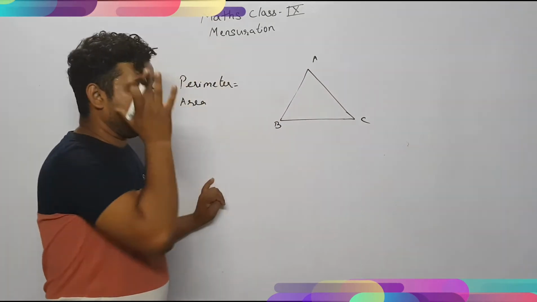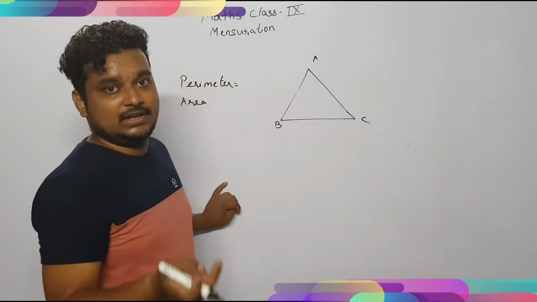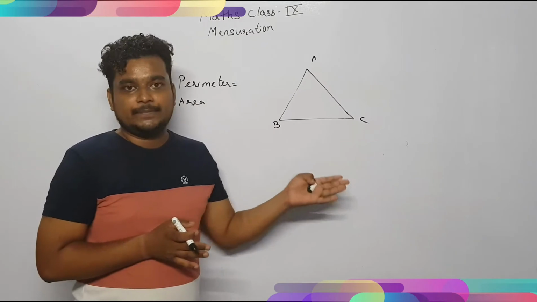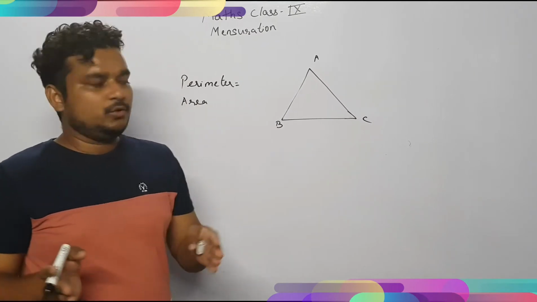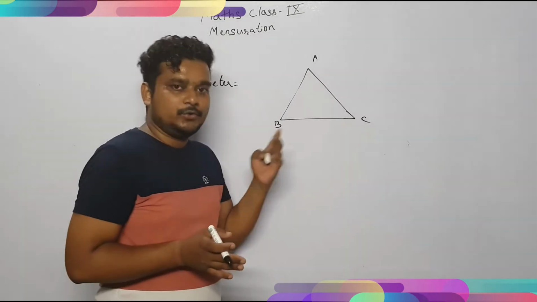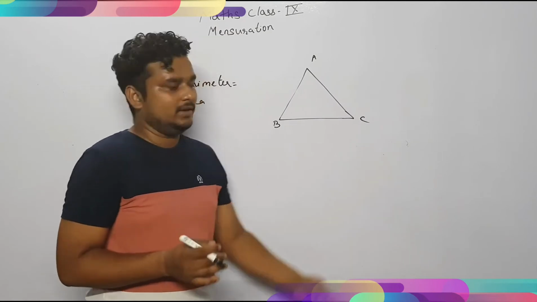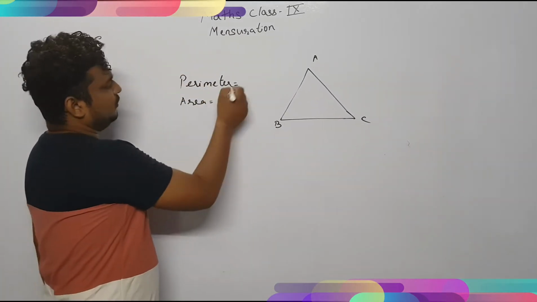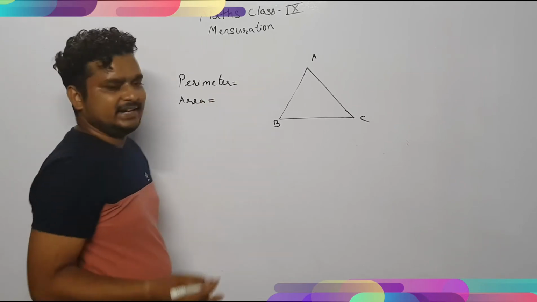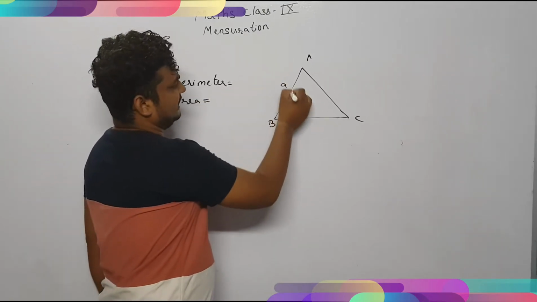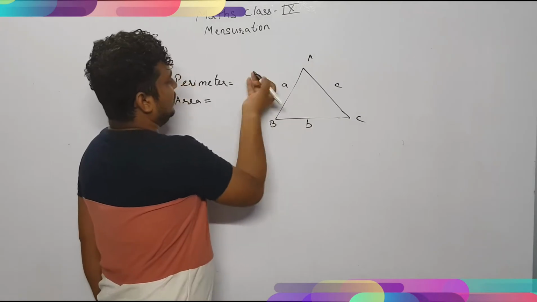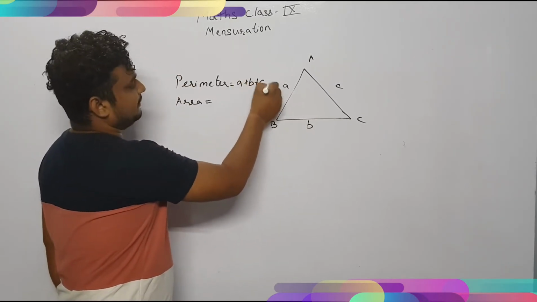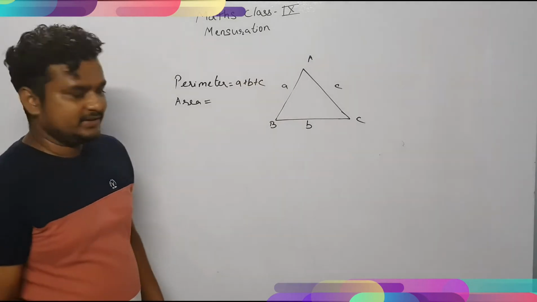Wherever it is given to find the perimeter of a particular figure, you need to add the boundary lengths, and you will get the perimeter. Each and every triangle has three sides. If the names of the sides are A, B, C, then the perimeter equals A plus B plus C. Up to here it is fine.